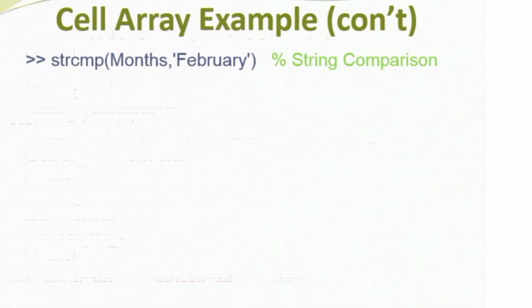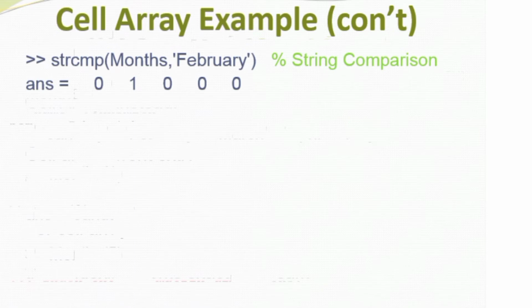So if I run strcmp months, February, this function is going to take the cell array of months that we previously defined, and it's going to compare it to the string February. And look what it produces. It produces a false for the first entry because the first entry was January. It produces a true for the second entry because that was indeed February. And it produces falses for the remaining 3 months because those were not a match to February.